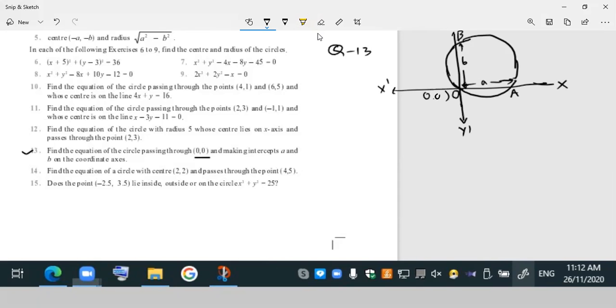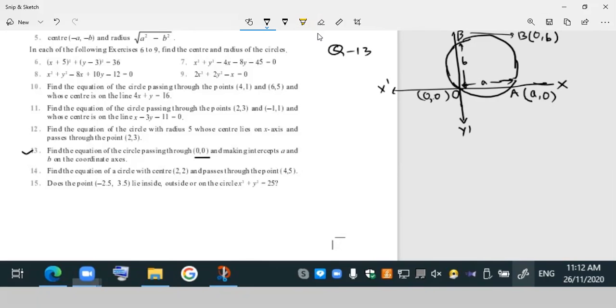Coordinates of the origin are 0, 0. What will be the coordinates of A? A is at a distance of a, so the coordinates of A will be (a, 0), and similarly the coordinates of B on the y-axis, x coordinate 0, will be (0, b). So now we see that the circle is passing through three given points.